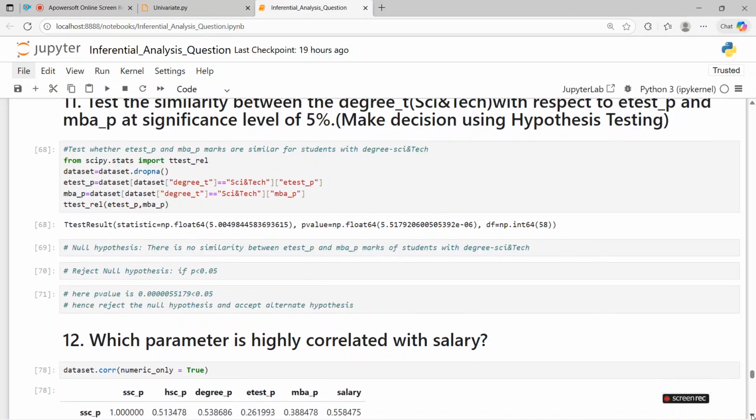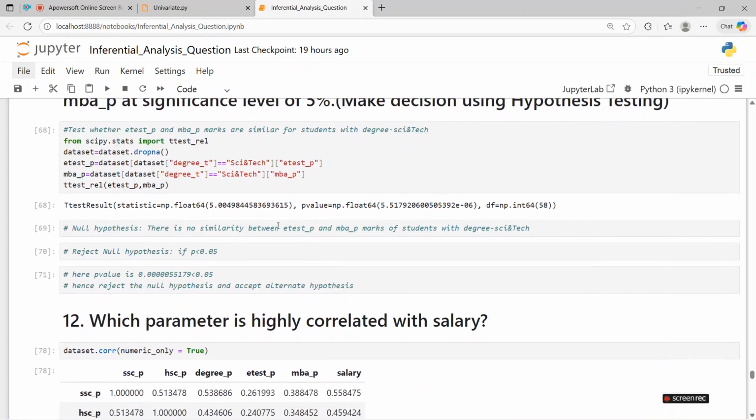So now we need to check the hypothesis. We need to make the decision using hypothesis testing. For that, we are keeping the null hypothesis as there is no similarity between entrance test mark and MBA mark of students with degree science and tech. We will be rejecting the null hypothesis if p is less than 0.05. Here the p value is 0.00, we can see here e to the power of minus 6. So it is 0.000555179, which is definitely less than 0.05. So hence we are rejecting the null hypothesis and accepting the alternate hypothesis.